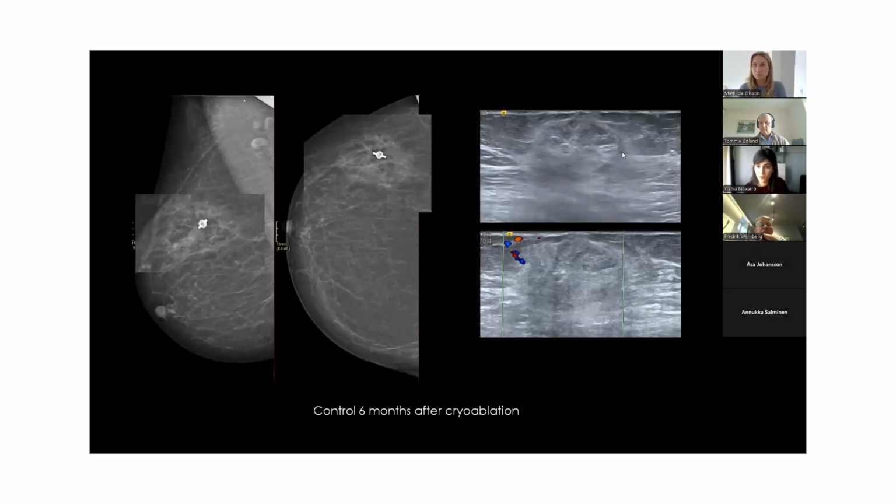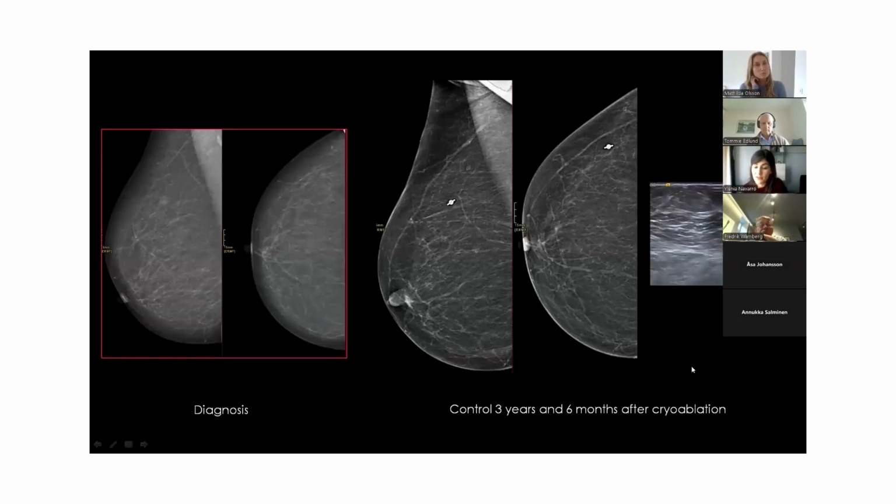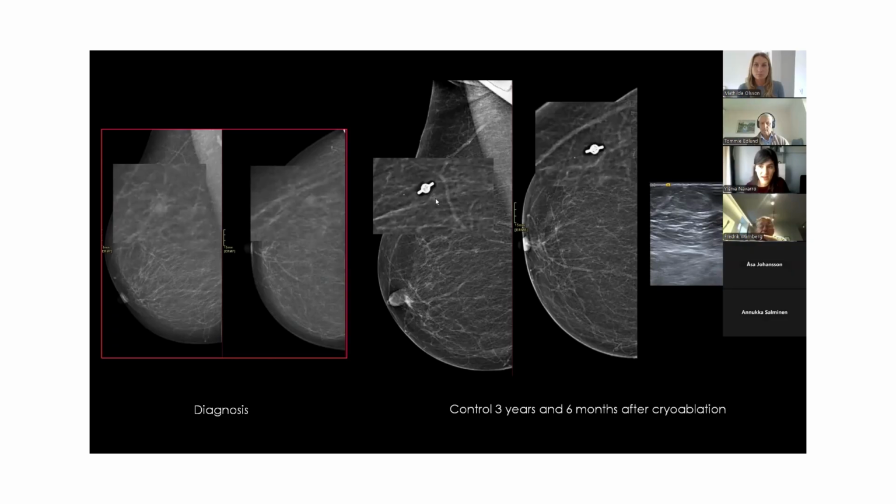And the same in ultrasound, fat necrosis area and no vascular flow in Doppler sign. Last control was 3 years and 6 months after cryoablation. Now you can see that there are not even any findings in mammography. We're just seeing the marker, and the same in ultrasound. You can see here the marker. So this is a very good evolution of this patient.